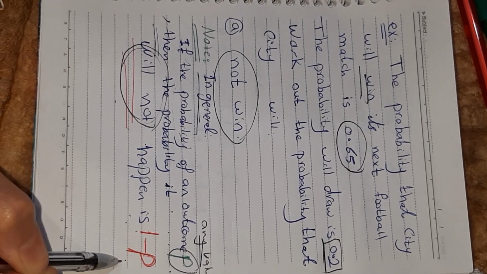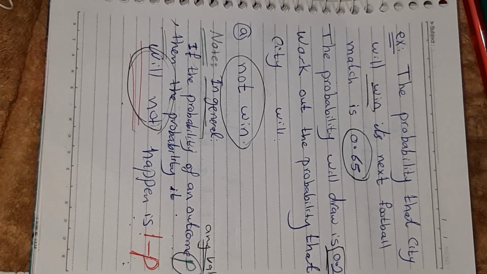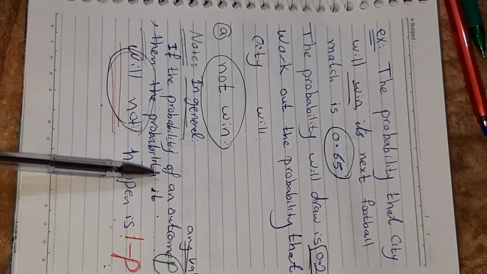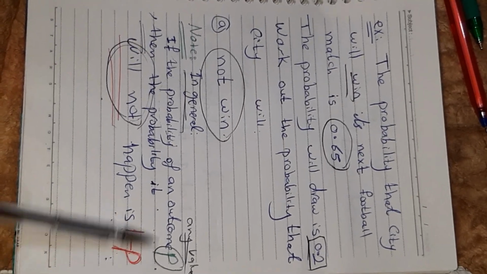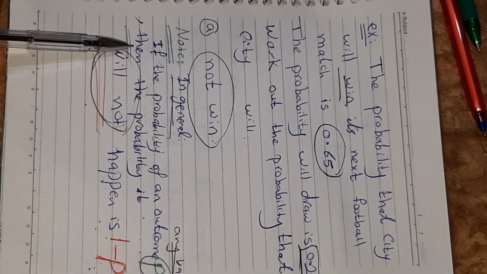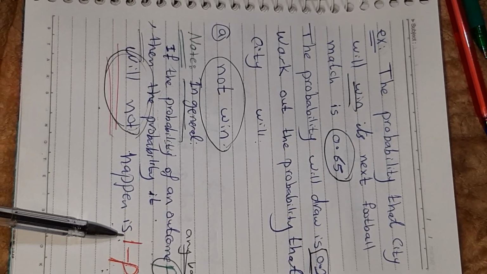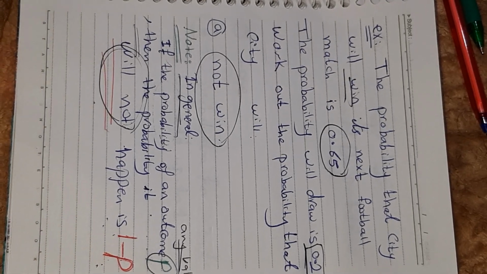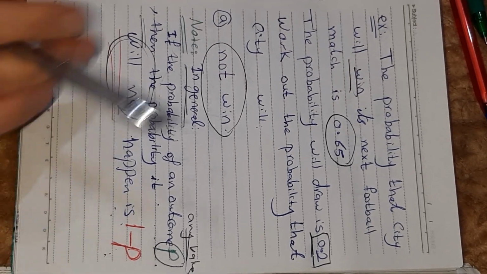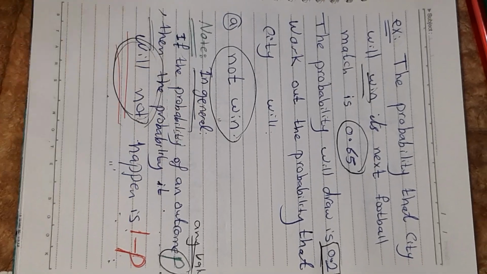which is 1 minus 0.6. Again, if the probability of an outcome is P, just any number, then the probability it will not happen is 1 minus P. I will explain this note by using this example.